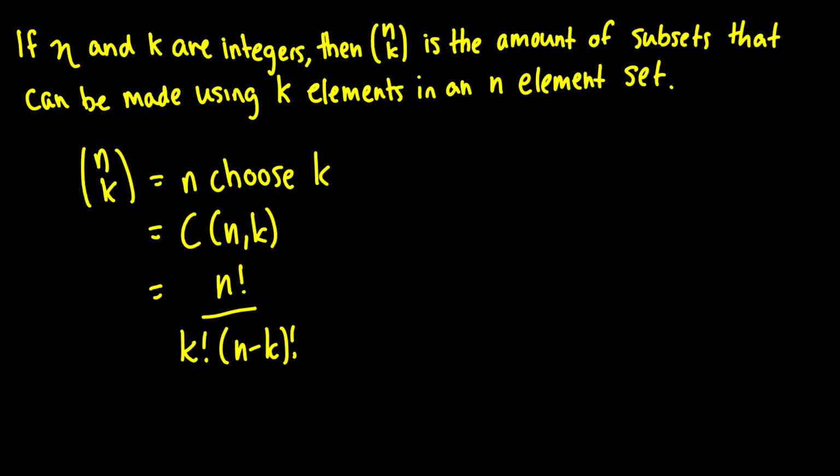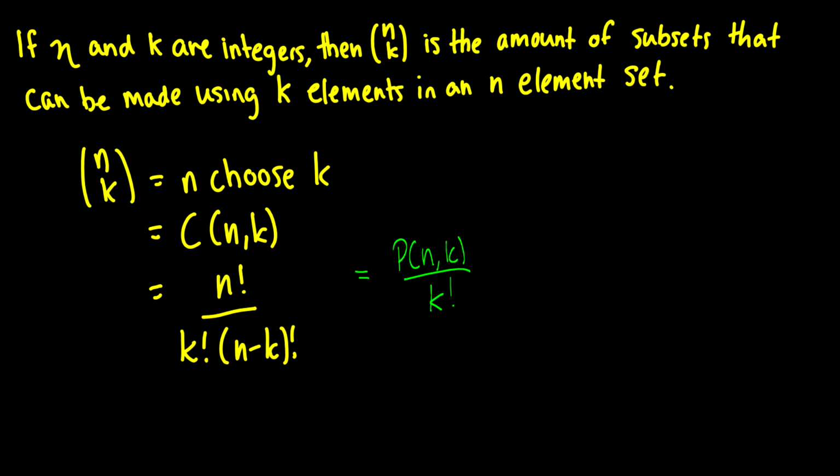So here's a nice formula for it. If we have 2 numbers n and k, then we say that n choose k is the amount of subsets that can be made using k elements in an n element set. So this is written as n choose k. Sometimes you see it as a capital C with n bracket or n comma k, just like permutations. And we see the formula here is n factorial over k factorial times n minus k factorial, which you'll see is actually just the permutation function divided by k factorial, which is the number of elements we're making.